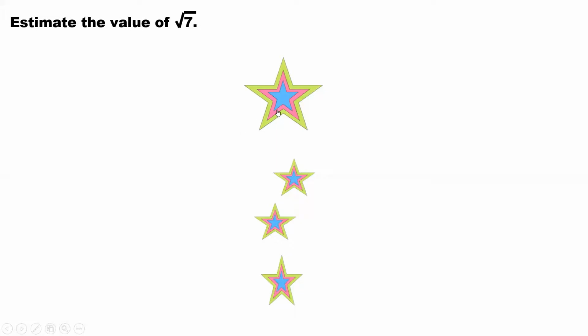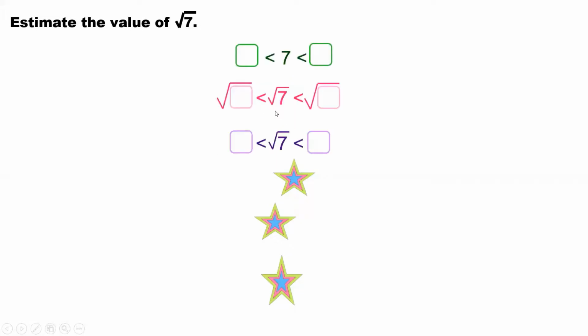Estimate the value of the square root of 7. We will take the same steps. We would find 4 and 9, because when we take the square root of 4 and the square root of 9, we will find out that it's 2 and 3. Which perfect square is it closer to? Well, we know that the square root of 4 is 2 and the square root of 9 is 3, right? So we know that the square root of 7 is between 2 and 3, but it is closer to 9.